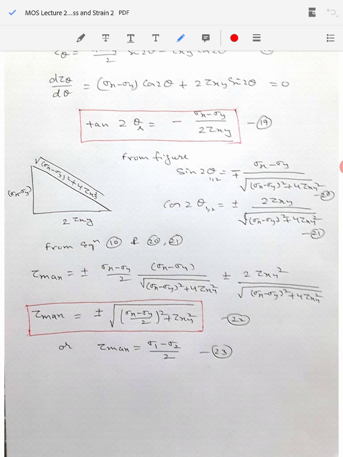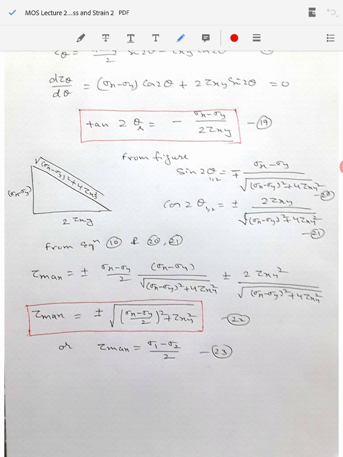So if you know the value of sigma x and sigma y which are acting on the plane, and you know the value of shear stress that is acting on the plane, you substitute those values in equation 19, take the inverse, tan inverse of that quantity, and divide it by 2 to obtain the angle of the plane at which it is acting.